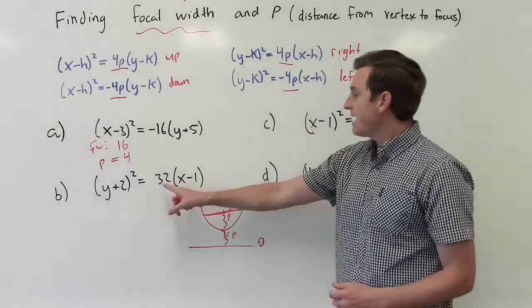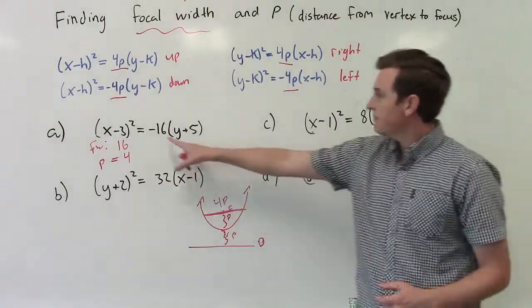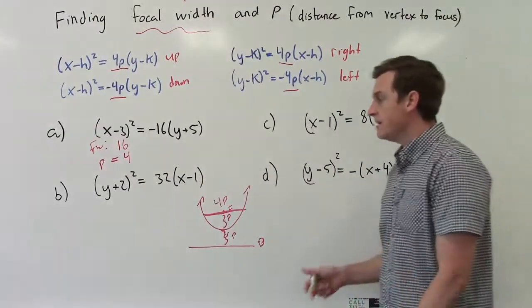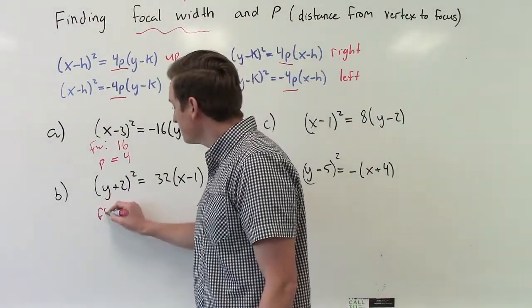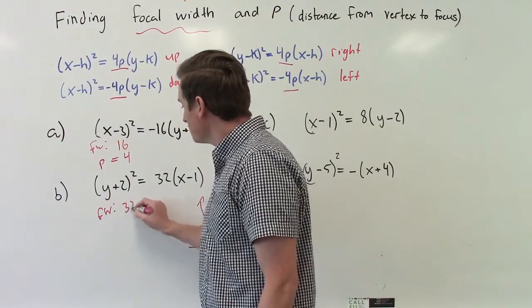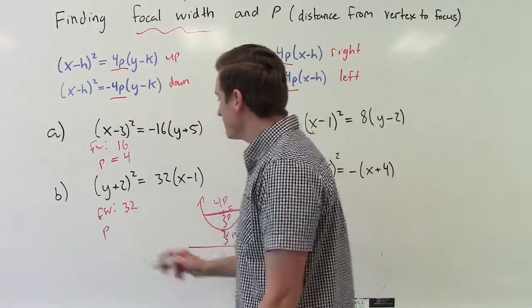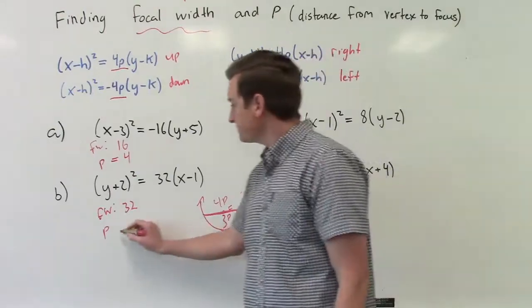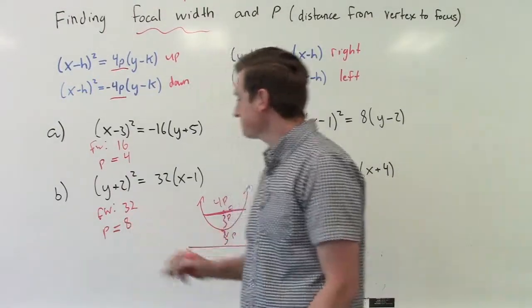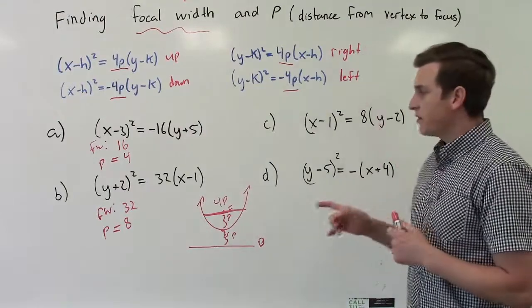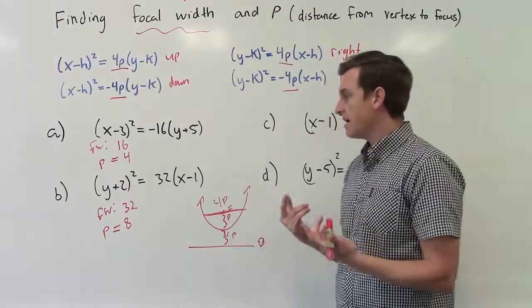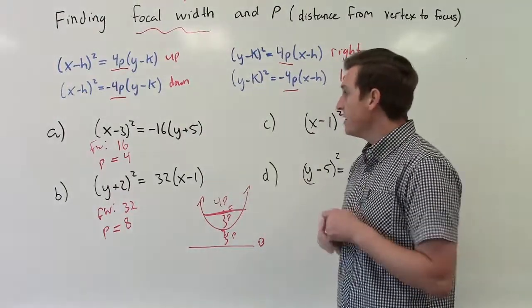And again, you see that basically right out in front of the parentheses usually. Okay, so in this case, focal width is going to be 32. Okay, p is going to be 32 divided by 4. So the distance between the vertex and the focus in this case would be 8. So 32 divided by 4.